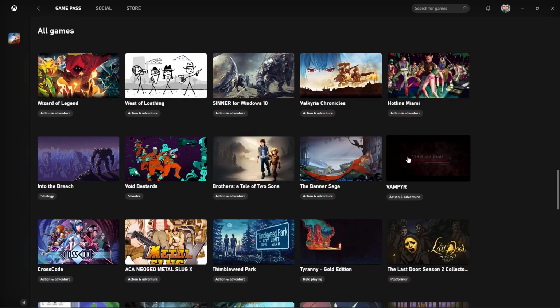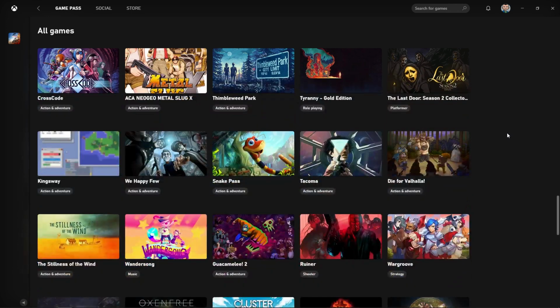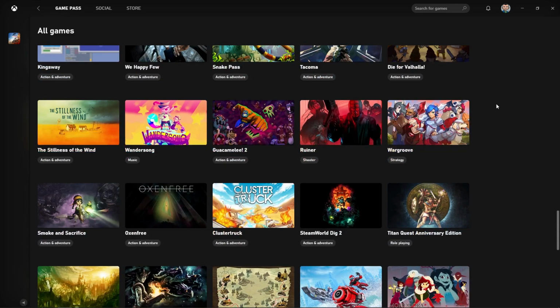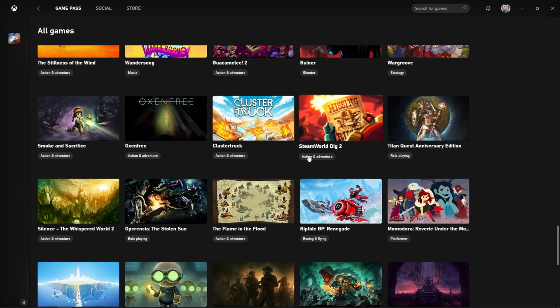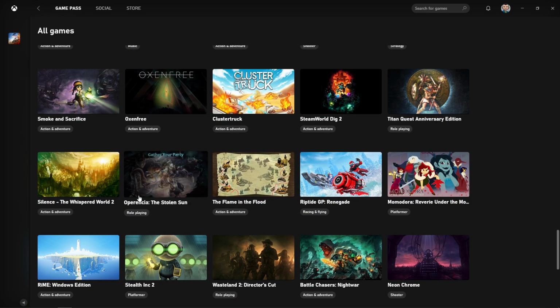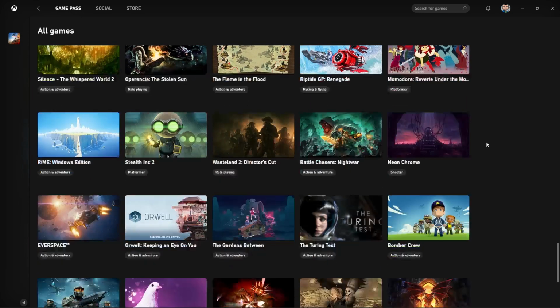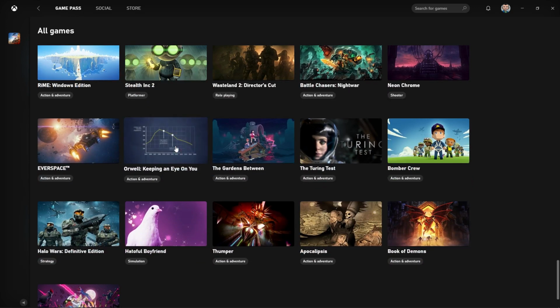Then we have Vampire. I don't know. This is a game published by Focus Home Interactive and they don't really do great regional pricing as well. So this is another game that is quite expensive. What else do we have? Happy Few is here. Ruiner was already there. Titan Quest. Operencia, so this is a new game, again exclusive to the Epic Game Store, but it's also here now. Wasteland 2 is here, Turing Test, Orwell.